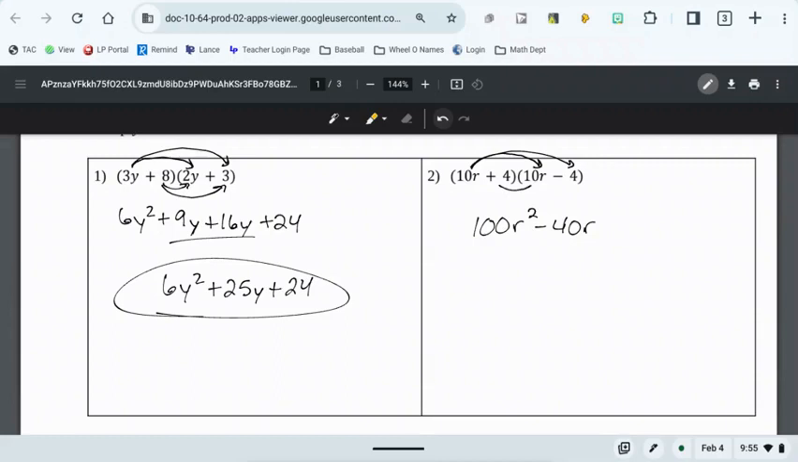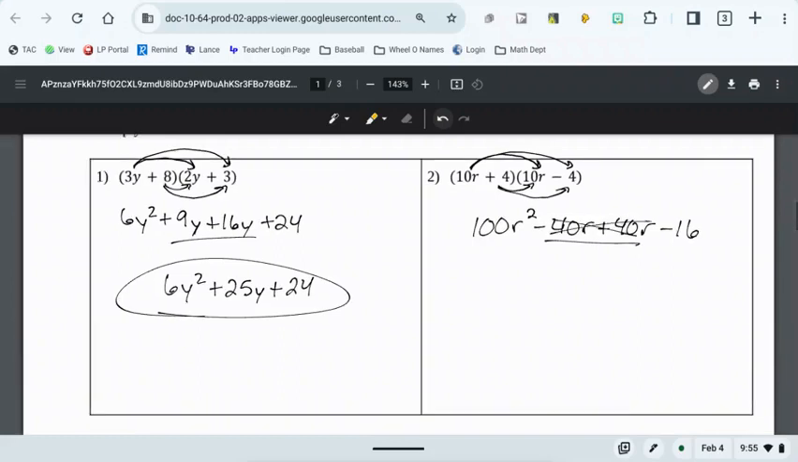Then we have positive 4 times 10r gives us positive 40r. And then we have positive 4 times -4 gives us -16. So now when we combine like terms, we have -40r plus 40r, and that will cancel out, right? That will equal 0. So it's gone. We have 100r squared minus 16.